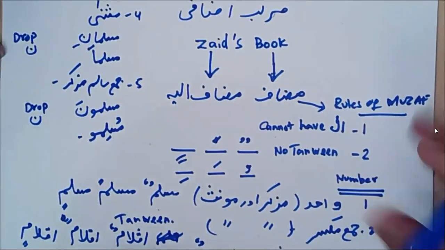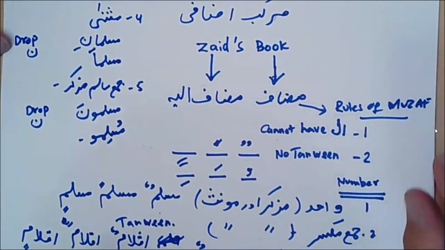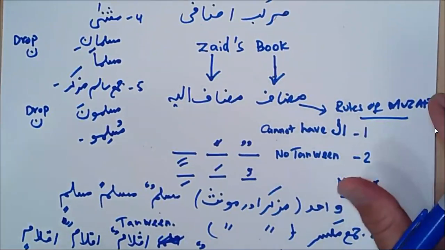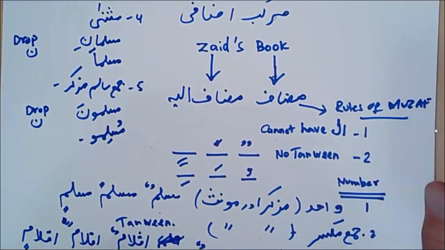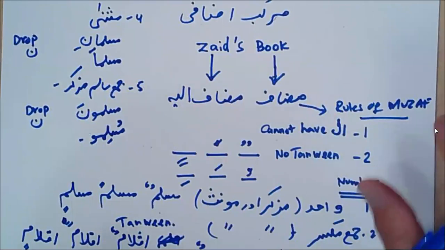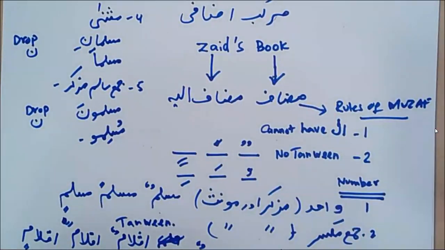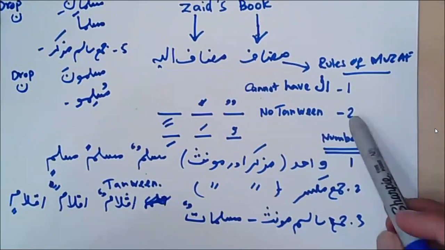But once we get these rules, inshallah, we can make a lot of mudaf. And the Quran, mashallah, has a lot of examples. The murakkab izafi has been used a lot in the Quranic ayahs. Okay? So rule number one for mudaf is it cannot have al. It cannot have tanween.